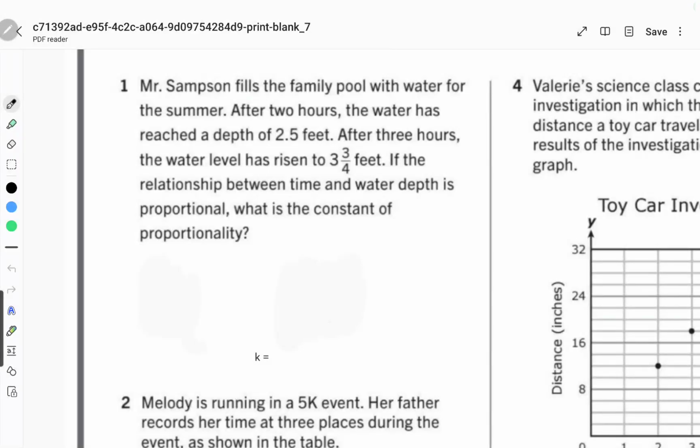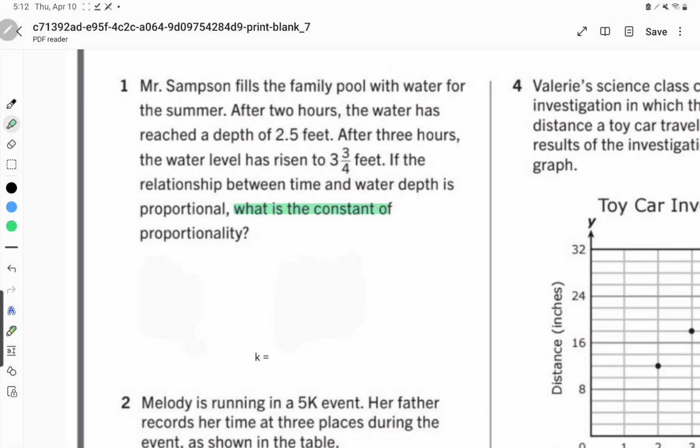Samson fills the family pool with water for the summer. After 2 hours, the water has reached a depth of 2.5 feet. After 3 hours, the water level has risen to 3 3/4 feet. If the relationship between time and water depth is proportional, what is the constant of proportionality?